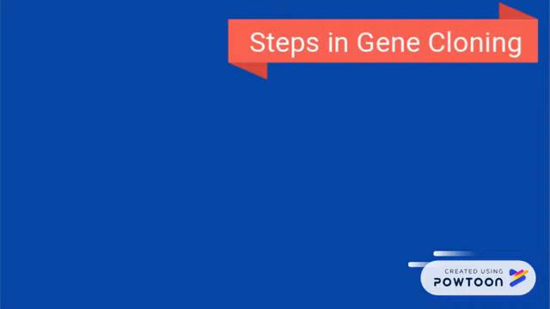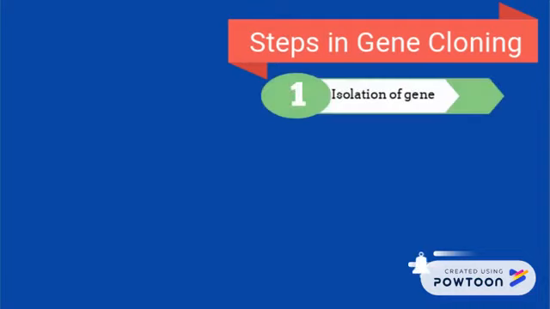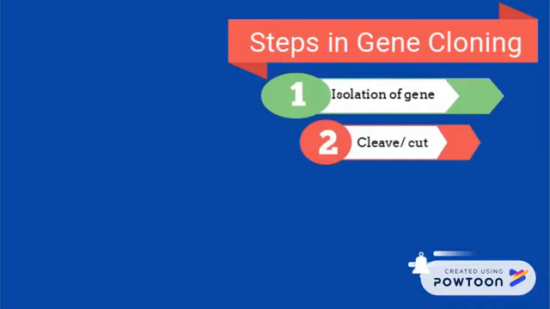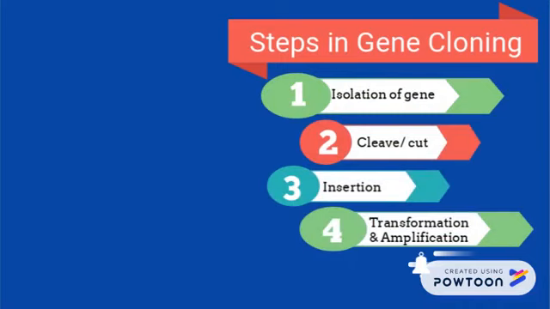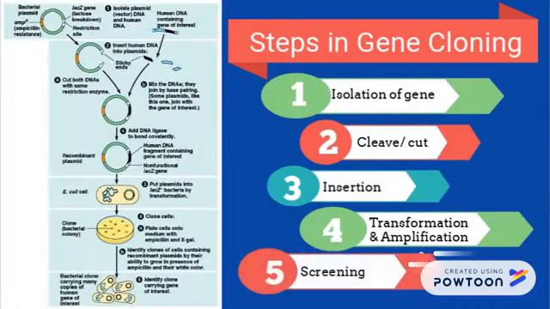There are 5 steps in gene cloning. The first one is the isolation of gene. Second, cleave or cut. The third one is insertion. Fourth, transformation and amplification. And the last one is screening.